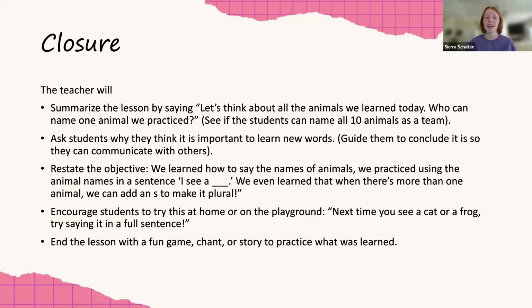We practiced using the animal names in a sentence, like I see a cat. We even learned that when there's more than one animal, we can add an S to it to make it plural. Next time you see a cat or a frog, try saying it in a full sentence, like I see a frog. All right, we are going to head on over to the rug, and I'm going to read another story about animals. All right, so I'll meet you there.